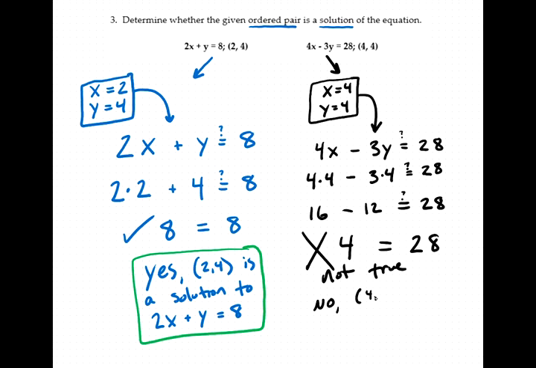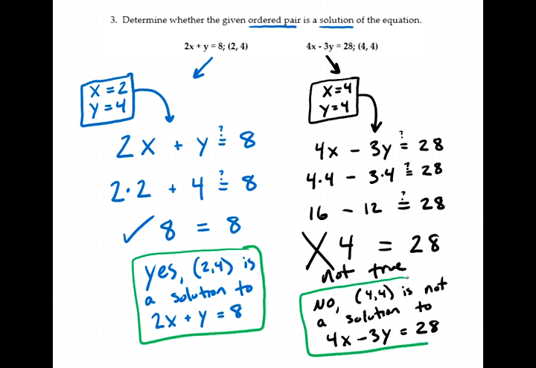The ordered pair 4 comma 4 is not a solution to the equation, should be 4x minus 3y equals 28. So yes for the first question, no for the second question.